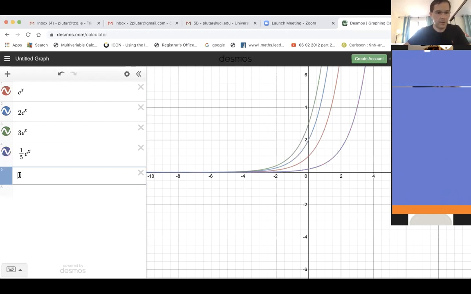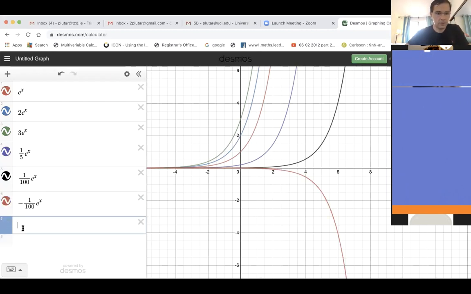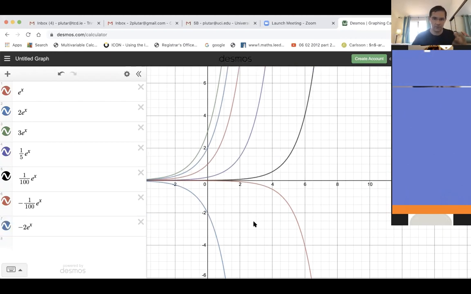And take maybe 1/100 times e to the x. This is another solution of this differential equation, and all those functions with negative. So I'll take -1 divided by 100 e to the x. This is another solution of this differential equation. Let's say maybe -2 e to the x. This is another. So this is the family of solutions of this differential equation, y equals y prime.